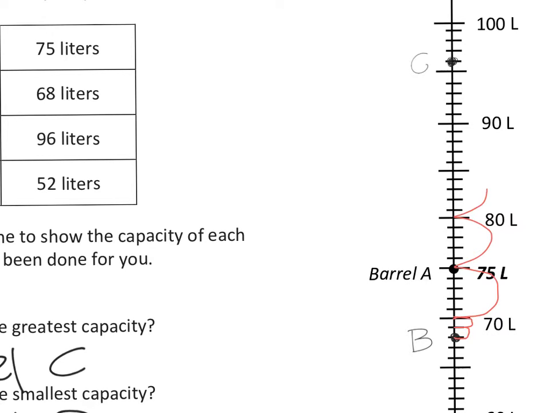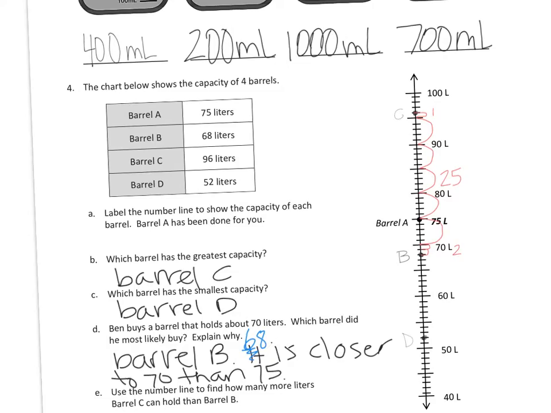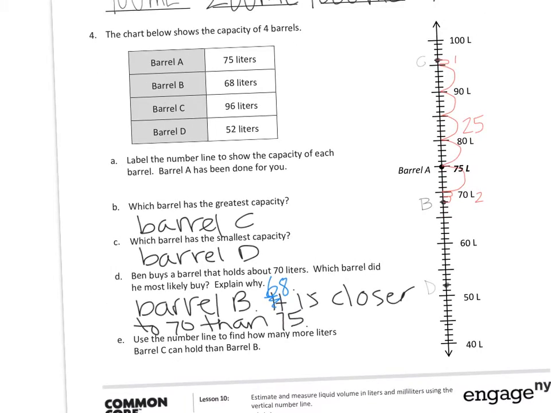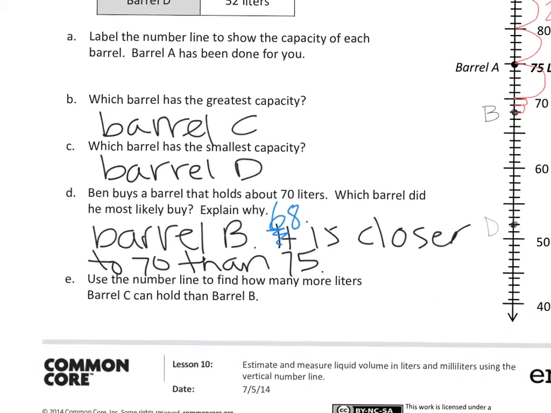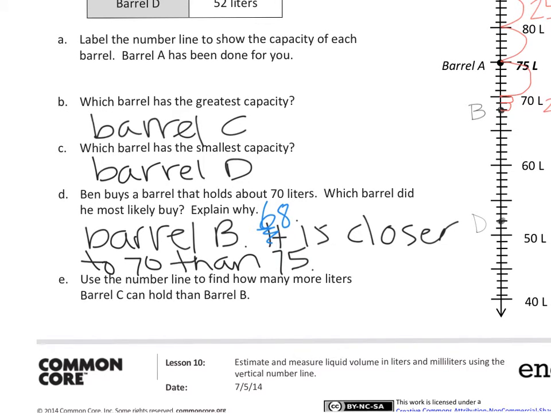5, 10, 15, 20, 25. So there's 25. And then 1 more. And don't forget the 2 we had down here. So that is 25, 26, 27, 28. So there are 28 liters more in barrel C than barrel B. 28 more liters.